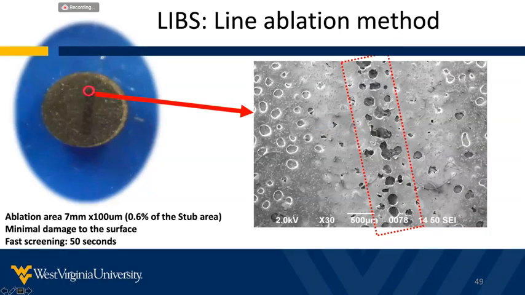So the first method, the LIBS method that we developed, consisted in accumulating the spectral data from a rapid ablation of a line of only 100 micron in diameter by 7 millimeters directly on the carbon stop. So we were using only 0.6% of the total area of the stop. Here is the carbon stop after ablation on the left and the respective SEM imaging showing the minimal damage produced after ablation on the right.